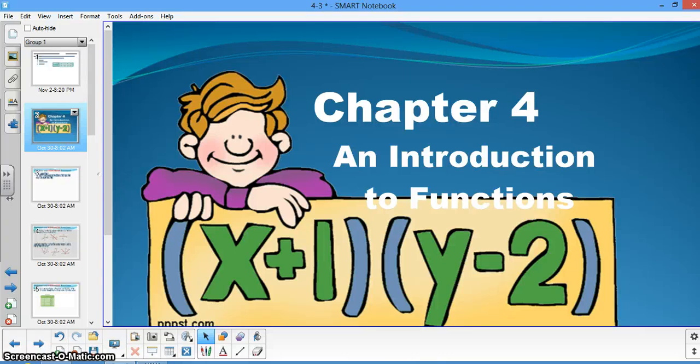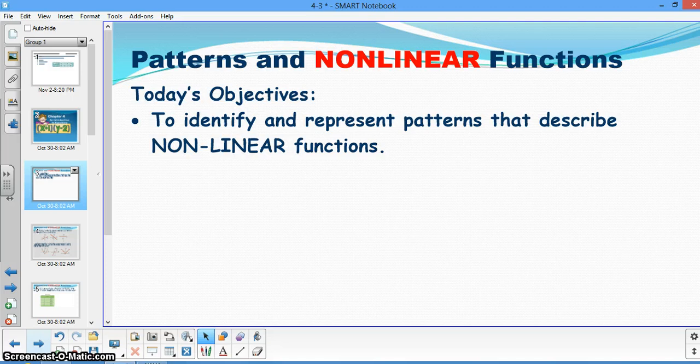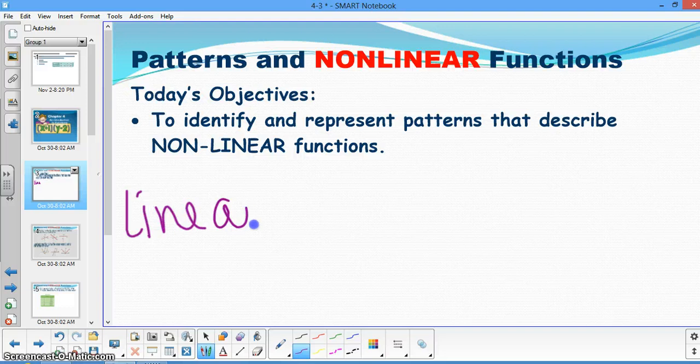Today we're going to continue practicing looking at linear and nonlinear functions. Your objective today is to be able to identify and represent patterns that describe nonlinear functions. So before we continue, let's talk about linear versus nonlinear.